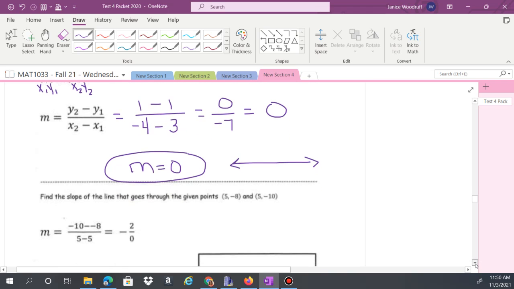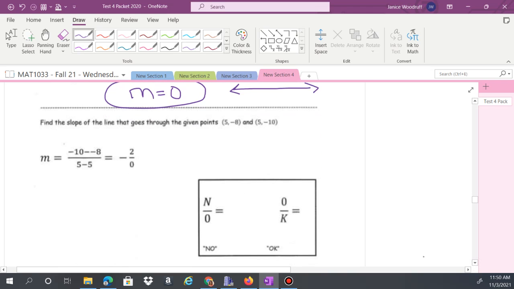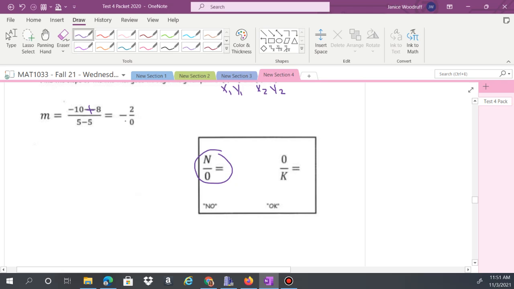So let's take a look at this example here, which is already done for us. Okay, so you have your x1 and y1, x2 and y2. y2 is negative 10 minus negative 8, turns into a plus there, gives us 2, or negative 2. But then 5 minus 5 in the denominator gives us 0. And 2 divided by 0 is a no-no. So the slope of this line, when that happens, is going to be, you guys remember what that one is? Undefined. Good.